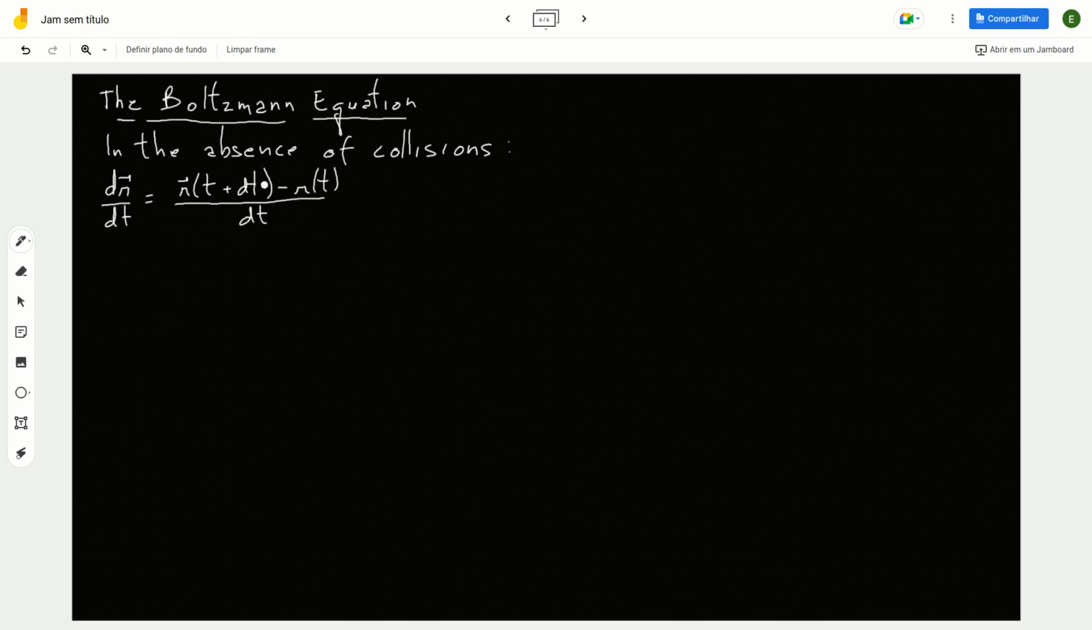So this is just the definition of a derivative. Usually you would have a limit of dt going to 0, but not now. I'm removing the limit and considering finite dt. Then I have this approximation for the derivative, and this may be written like this.